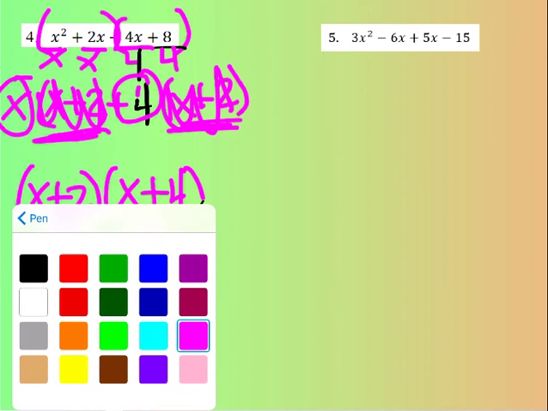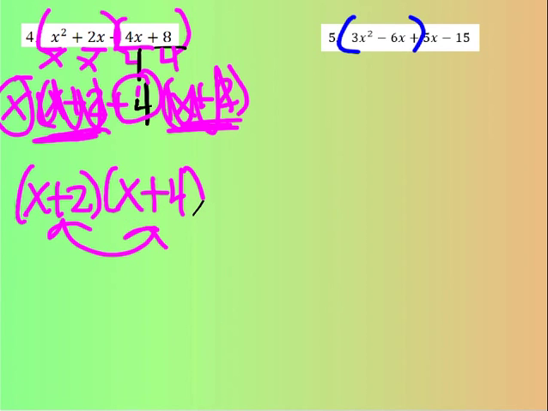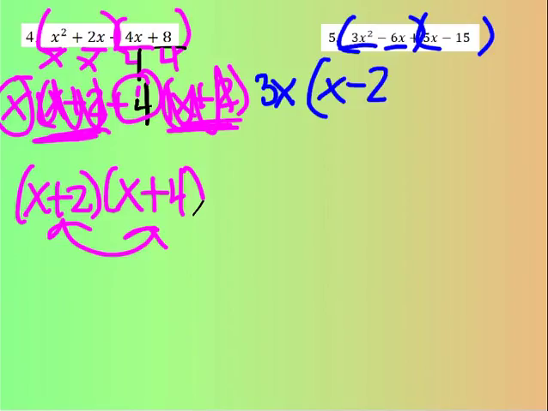So now let's go ahead and take a look at number 5. So between 3x squared and 6x, I can take out a 3 and an x. So I'm dividing each of those terms by 3x. So 3x squared divided by 3x, that's just going to cancel down to x when I subtract those exponents on the x. Negative 6x divided by 3x, well, negative 6 divided by 3 is going to give me a 2, and my x's are going to cancel out.